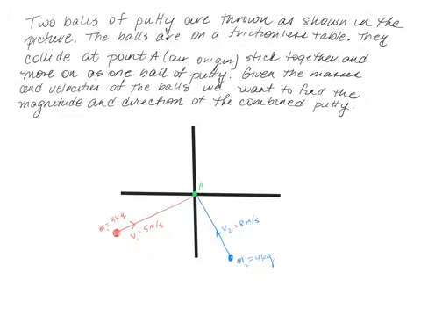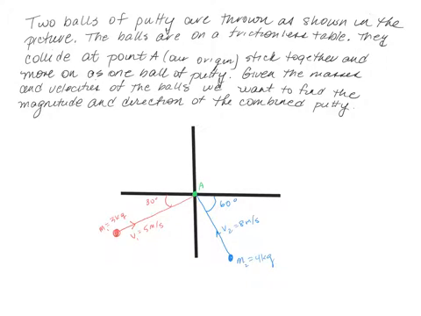Now, before we can do that, there's one more piece of information that we need, and that is what are the angles that these are coming in at. So the angle that this one is coming in at is going to be 30 degrees. And the angle that the other one is coming in at is going to be 60 degrees. Notice those are both measured with respect to the horizontal.